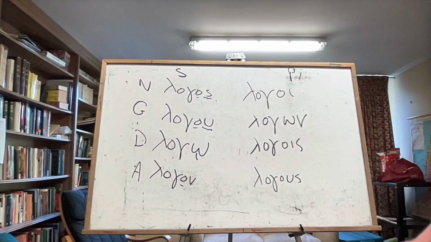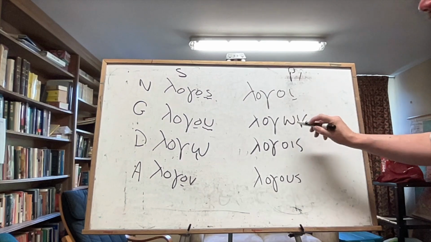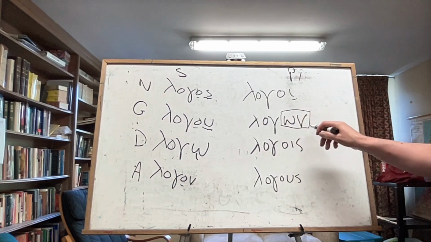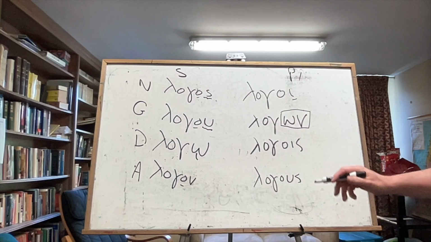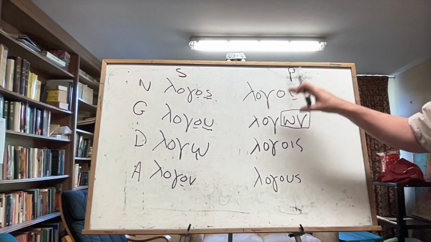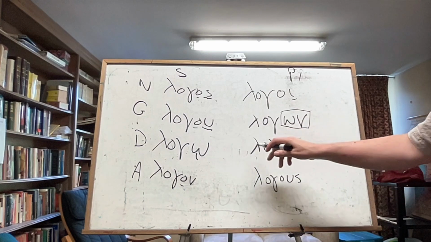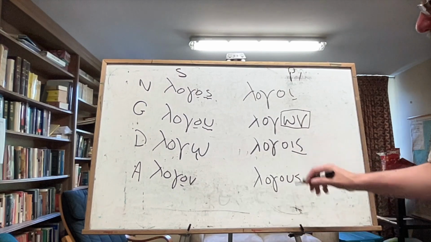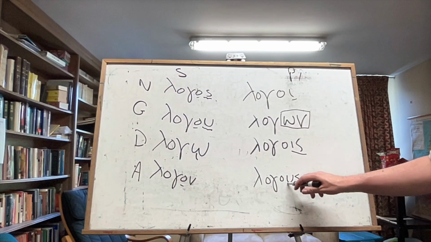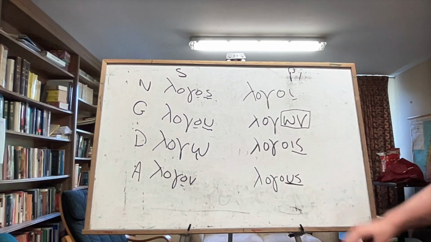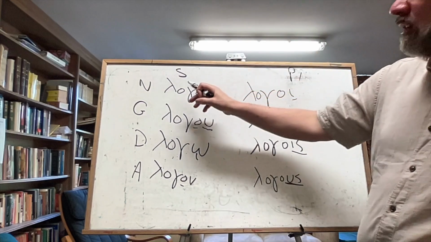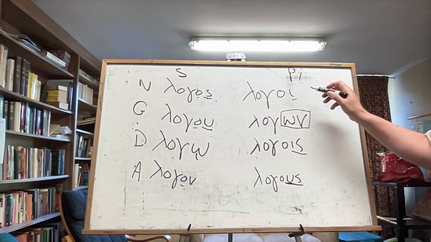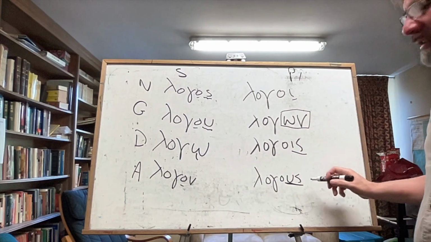So what are the endings? An iota on the end, and again, like all the genitive plurals, we see that omega nu. The omega nu comes along and knocks off everything else and just goes on the end. The dative plural is iota sigma, just gets stuck on the end of the stem. And then the accusative plural is upsilon sigma. So singular forms: logos, logu, logo, logon. Plural forms: logoi, logon, logois, and logus.